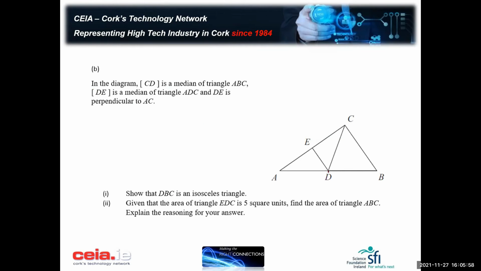So that is a line from the vertex D to the opposite side of the triangle. And again, that implies that that line segment equals that line segment. And by virtue of CD being a median of the triangle, it means that AD equals DB. Okay. So we have to show that DBC is an isosceles triangle.